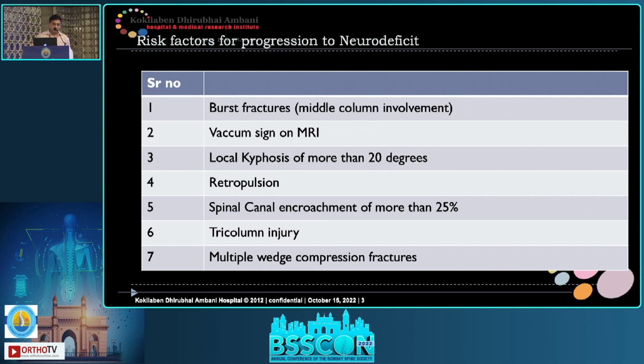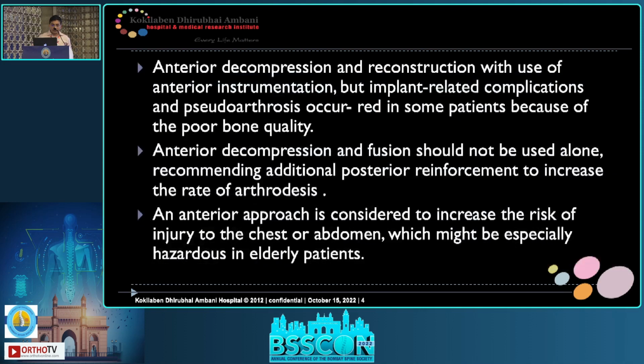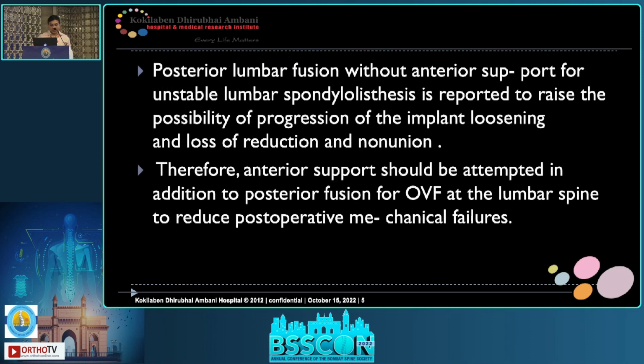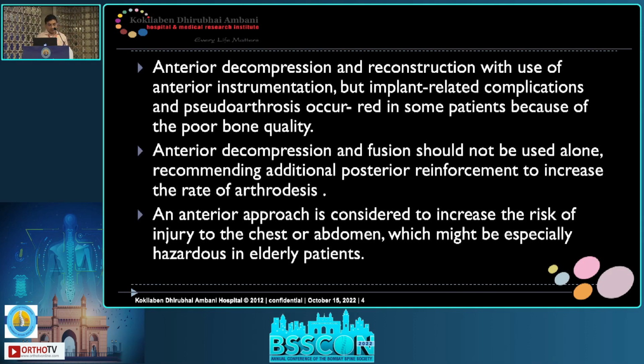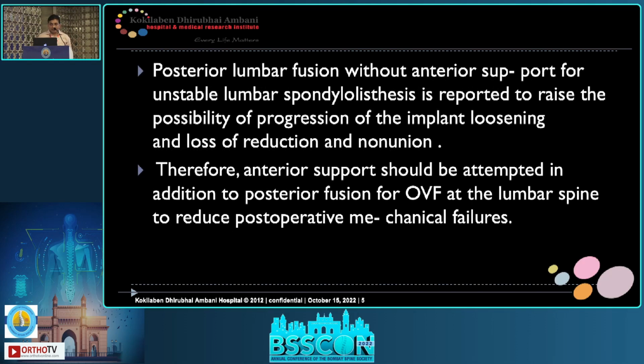We had a conclusion where we saw about 55 patients, and 3 or more signs present in these patients is a warning sign for progression to neurological deficit. Now, ideally in these patients, an anterior reconstruction, a vertebral column resection, and posterior stabilization is necessary. But most of these patients are elderly, and they do not tolerate these comorbid procedures.